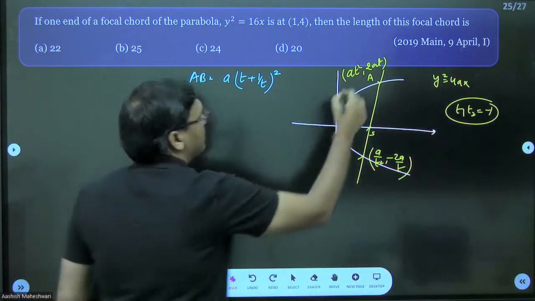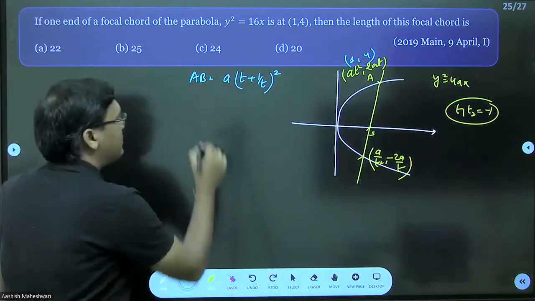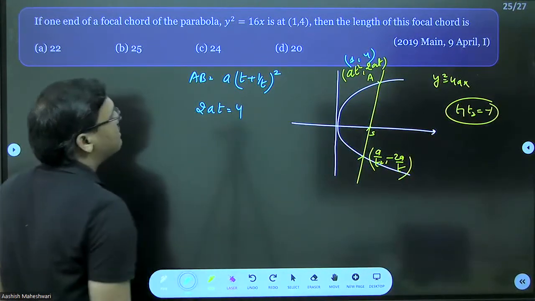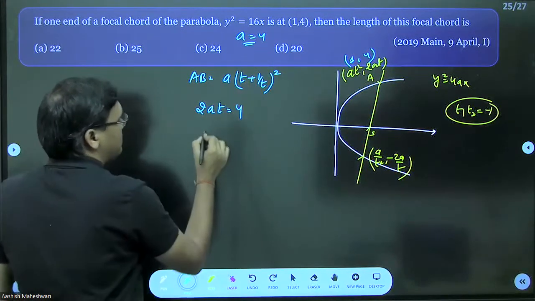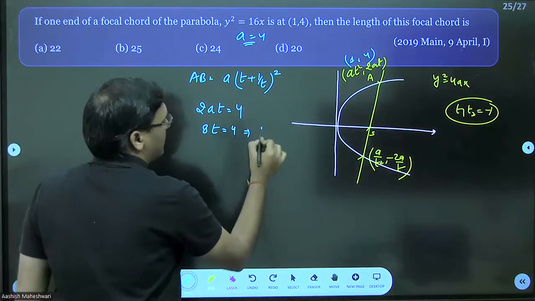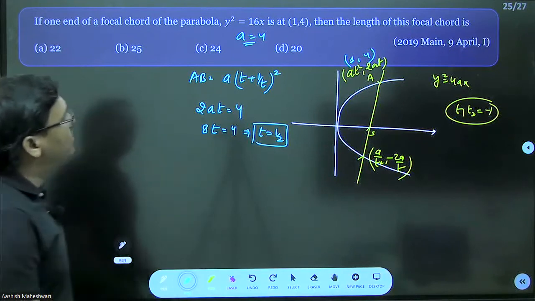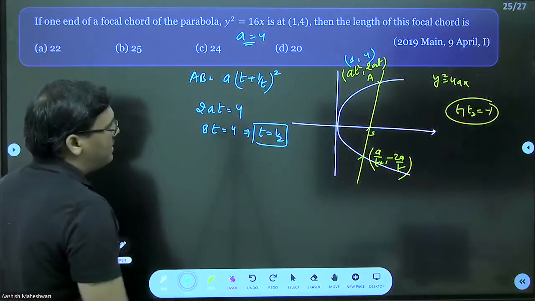So here, let's say this is (1,4). So you can see what is this? This is 2at equal to 4. What is the value of a? a is equal to 4. This is 8t equal to 4. That means t is equal to 1 by 2. The value of a is 4, okay? Putting a equal to 4 you can simplify this. Now the value of t is 1 by 2.